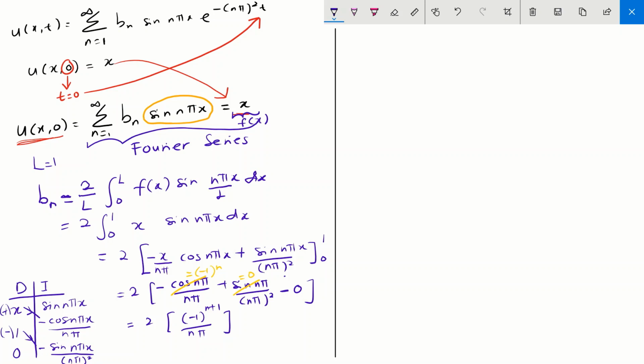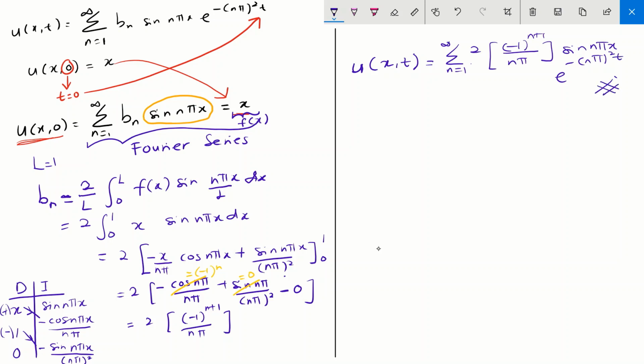Therefore, our solution, since we have obtained bn, is the sum from n equals 1 to infinity of 2 times (negative 1) to the power of n plus 1 divided by n pi, times sine(n pi x) exponent minus n pi squared t. So this is the final solution. Alright, that's it. Thank you.